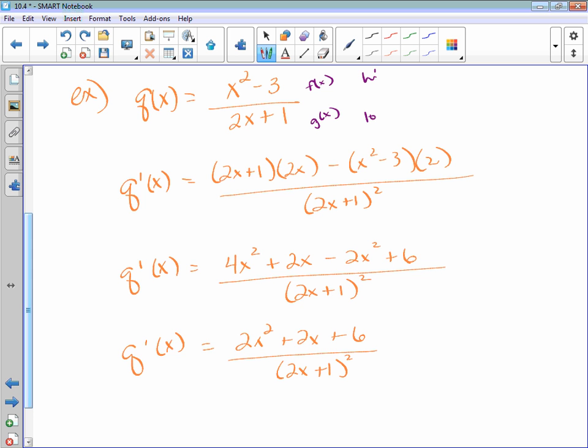You're done? Really? You could factor a 2 out of your numerator, and then it'd be 2 times x squared plus x plus 3, but that's not going to factor into anything that's going to cancel out with your denominator. So that is your derivative. Okay? Questions? How are we doing?